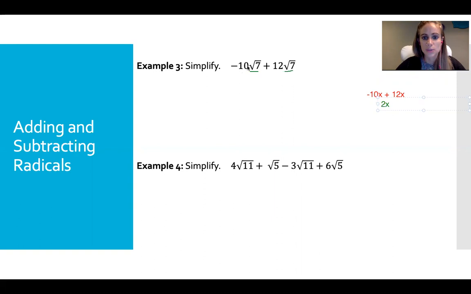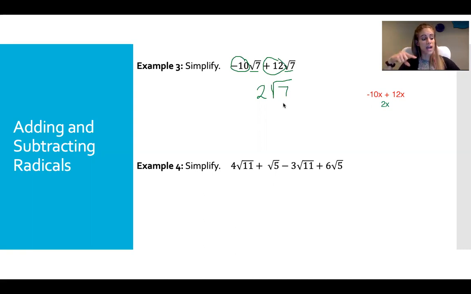Oh, same would be here. Because they both have the square root of 7, they're like terms, so I'm able to add them, but I focus on adding that coefficient. So negative 10 plus 12 is 2 times the square root of 7. Right now, 7, because I want to think if I can simplify it like I did on example 1 and 2, but nope, 7's a prime number, so that is the simplified answer. That's it. 2 times the square root of 7.